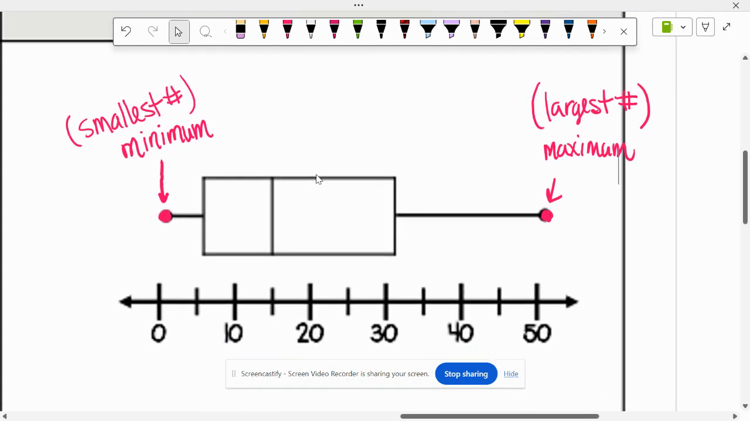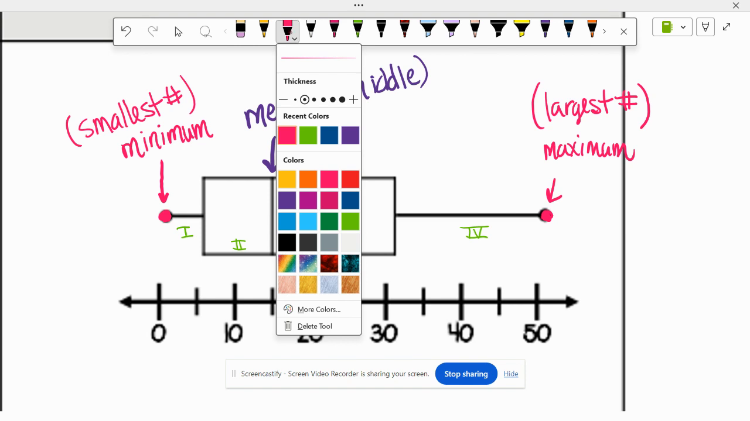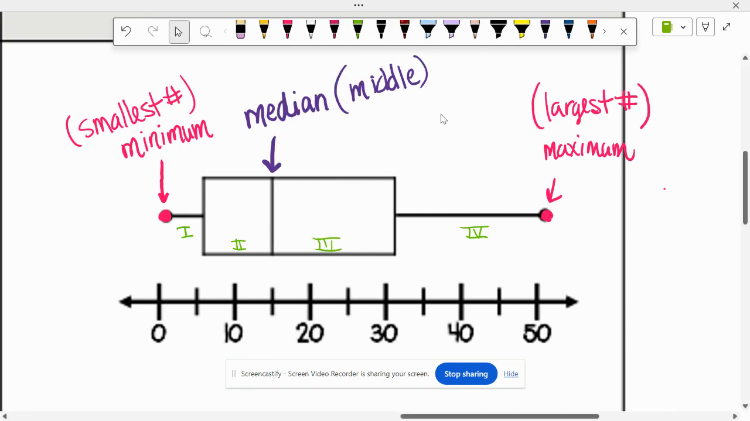This right here is called the median. Do you guys remember mean, median, and mode? The median represents the very middle. Box and whisker plots are unique because if I were to count this, I have 1, 2, 3, I have 4 groupings. Do you see that? It divides the data into fourths. So what do you think these groupings are called? What's another word for a fourth?